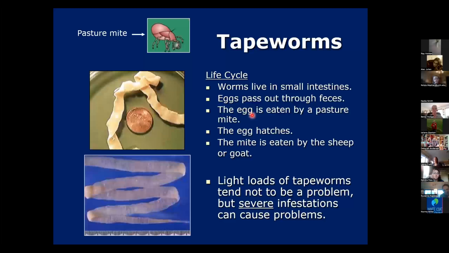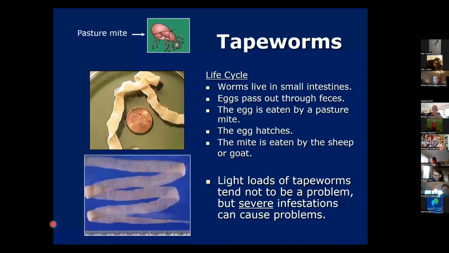The life cycle, the worms live in the small intestines, and they pass out with the feces. And the egg is eaten by a pasture mite. So the egg hatches in the mite, and the mite is eaten by the sheep or goat. You probably didn't even know there were mites on your pasture. I know I didn't. And you can't really see them out there, but they're out there and they're an important part of this life cycle.